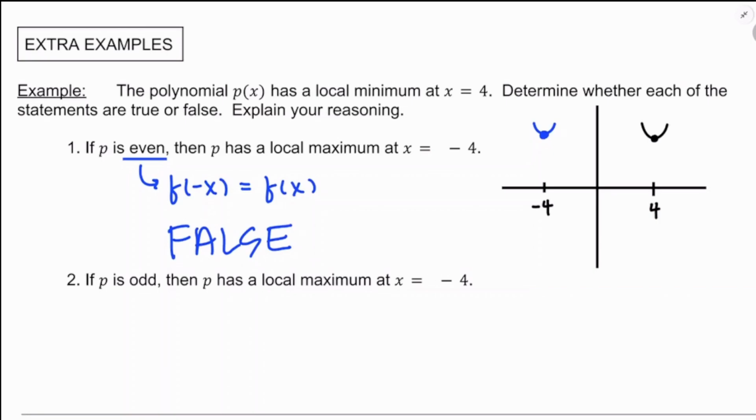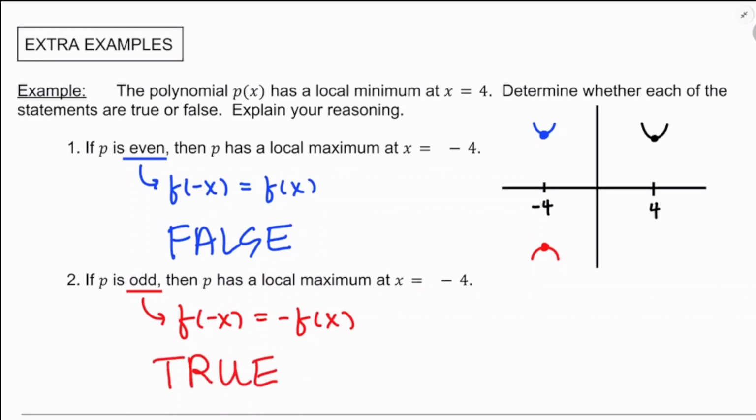But now if p is odd, then I think this is going to end up being true. Because if that's the case, then f of negative x is the negative of f of x. It would have symmetry across the origin. So it would probably be about down there. And yeah, it would go upside down when it flipped across the origin. So I would say it's probably going to look like about that. And yeah, that's going to be a relative maximum. So I'm going to say that is a true statement.